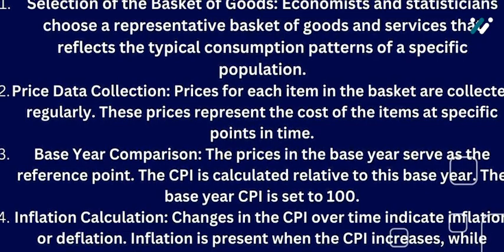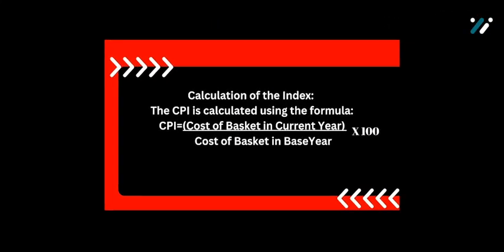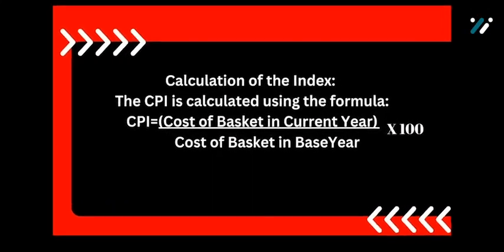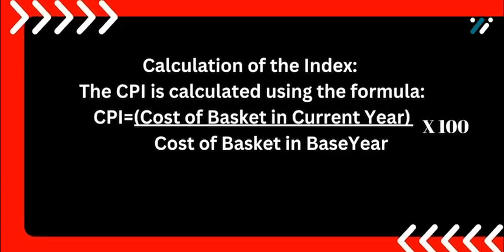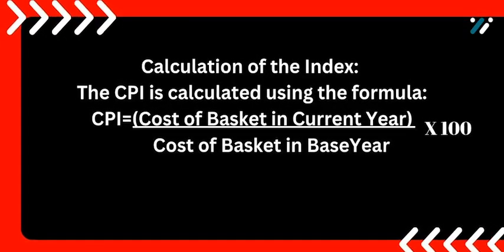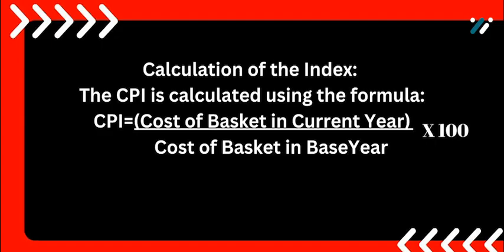Now let's look at the calculation. Calculation of the index. The CPI is calculated using the formula: CPI = (cost of basket in current year / cost of basket in base year) x 100. Example. Let's consider a simplified example.